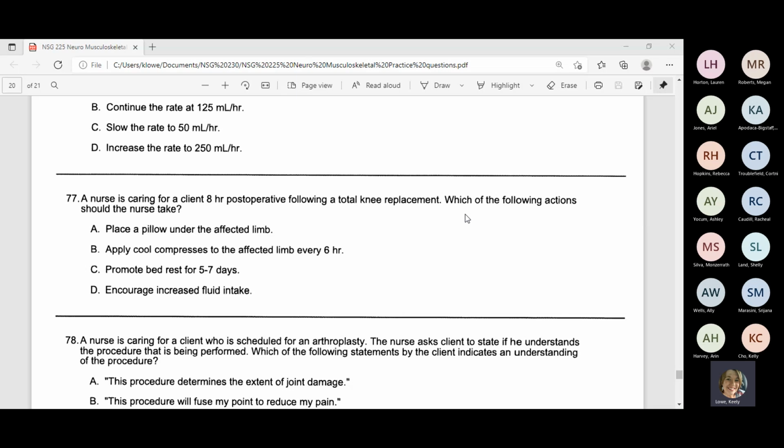So we're looking at this one, they're post-operative, 8 hours post-op. Do we want them to be on bed rest for 5 to 7 days? No. We talked, do we want to put a pillow under their affected limb? No. What we're worried about as well is blood flow. If we put a pillow under somebody's extremity, we could cause impaired circulation. It could be from the knee staying bent, or it could be impairing the femoral artery. So probably not a pillow under that limb.